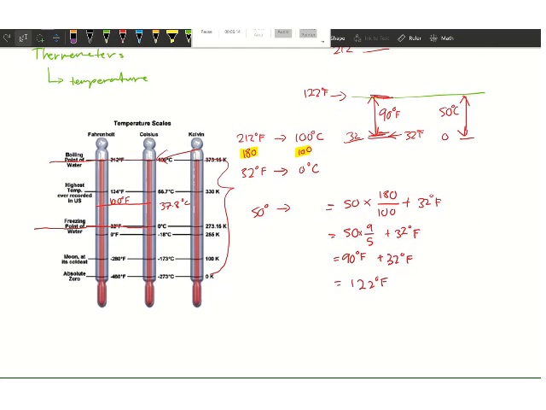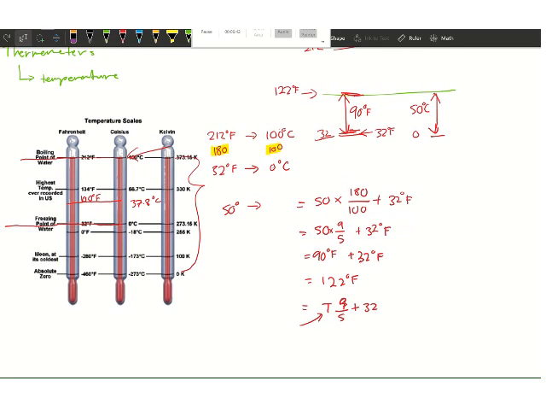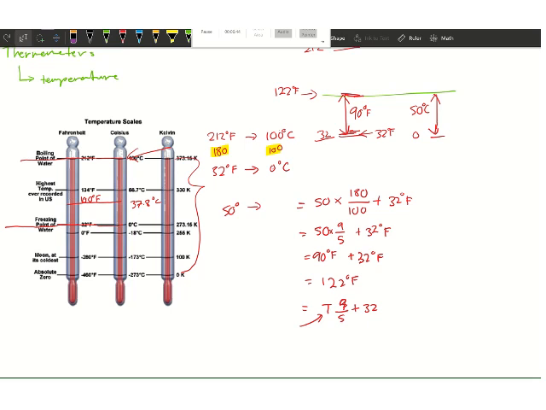So the simplified equation would be: temperature times 9 over 5 plus 32, where of course the temperature is in Celsius. Okay, so this one is from Celsius to Fahrenheit. Let's go on to how we convert the other way.